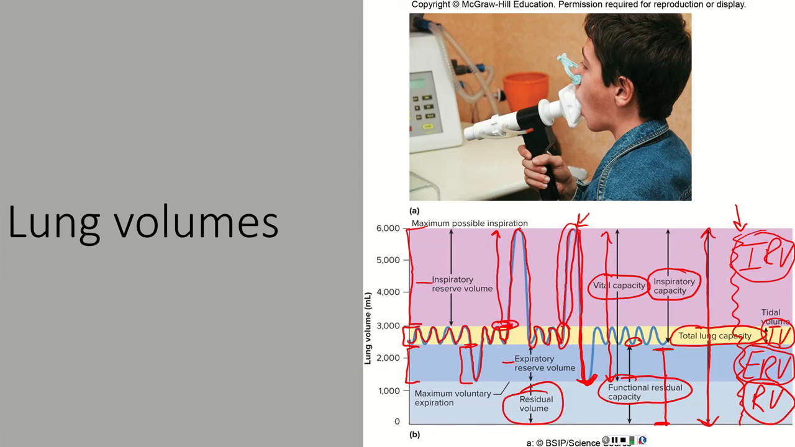Now, of all of these different volumes and capacities, it is tidal volume, normal, quiet breathing, that we are going to be most concerned with. So, coming up, we're going to start talking a little bit about tidal volume and some calculations that we can do with it.